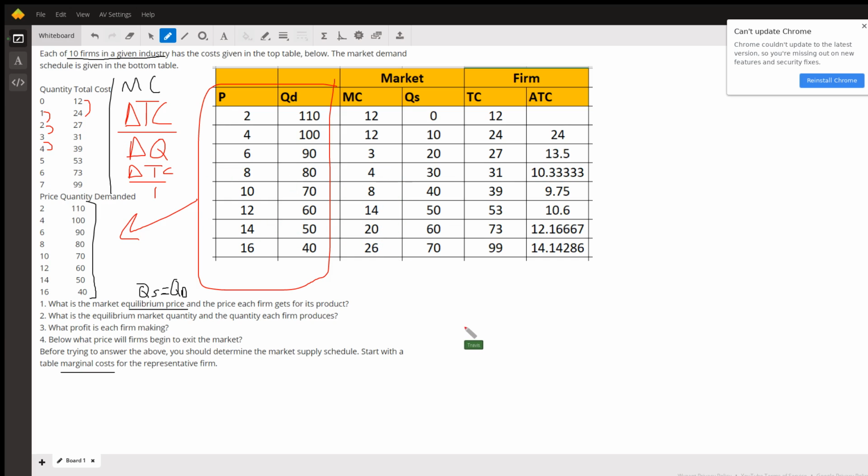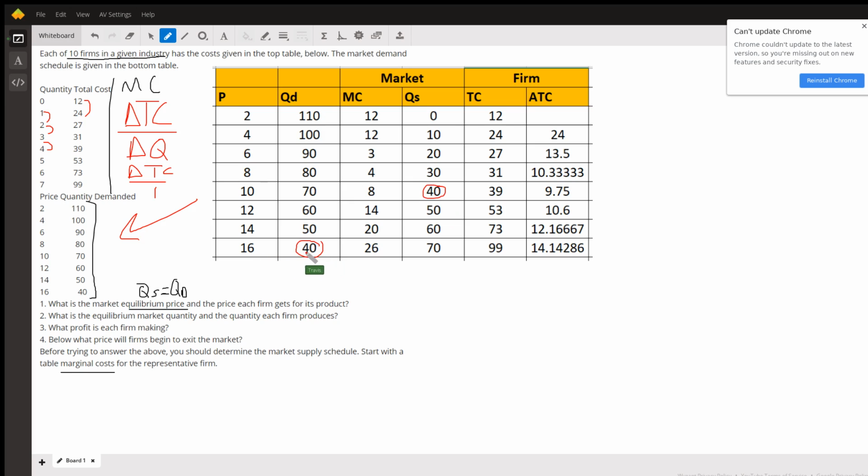Now the quantity supplied is just multiplying this one quantity by 10 because there are 10 identical firms, okay? So that's where all of that came from. So now I need to match up, and you can just eyeball this. We're looking at the quantities. What are they equal? So let's see, 40 and 40.